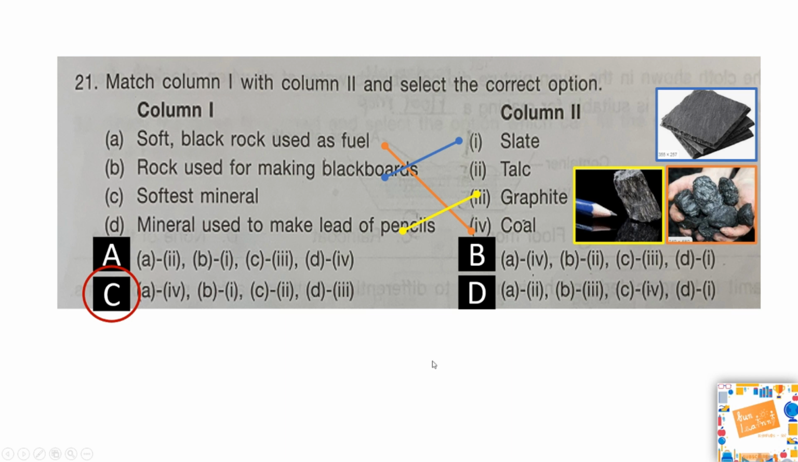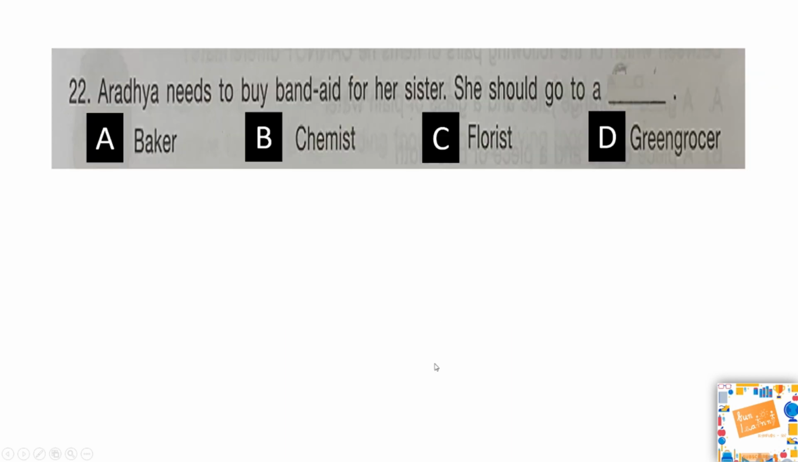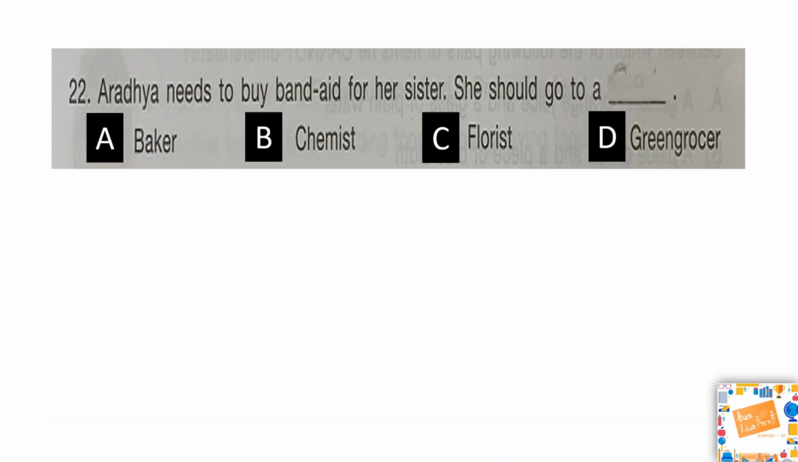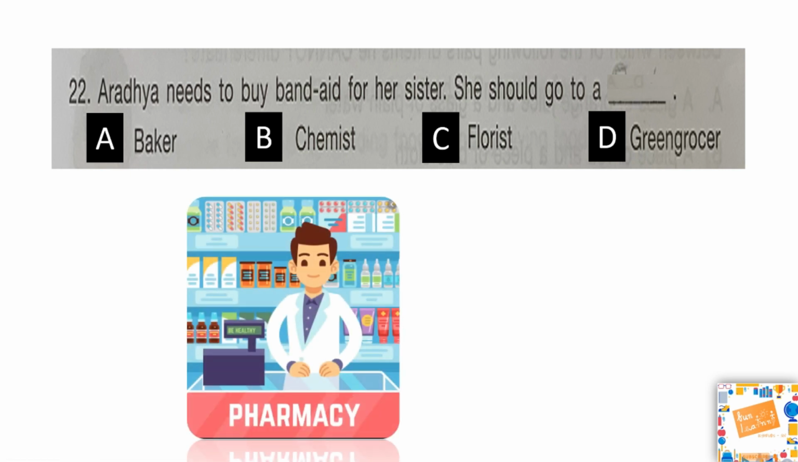Well, it's new information for me. Next question. Aradhya needs to buy a band-aid for her sister. She should go to a dash. Is it baker? Is it chemist? Is it florist? Or is it greengrocer? Choose your pick and I'll wait for a few seconds. So the answer is, you go to a pharmacy to pick up a band-aid and the person you go to is a chemist. That is option B.